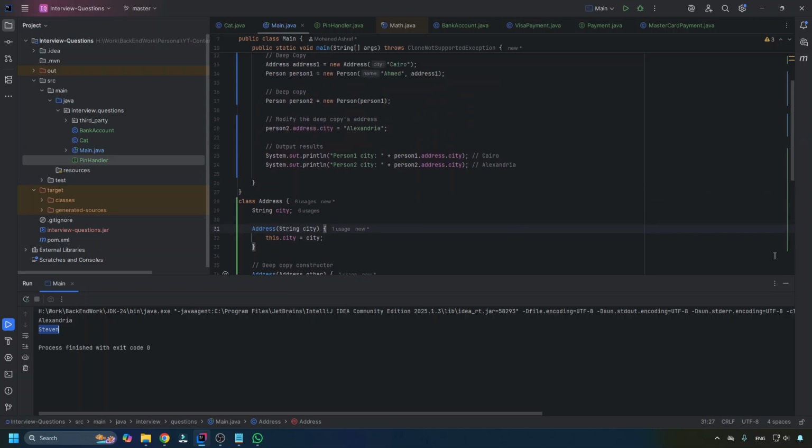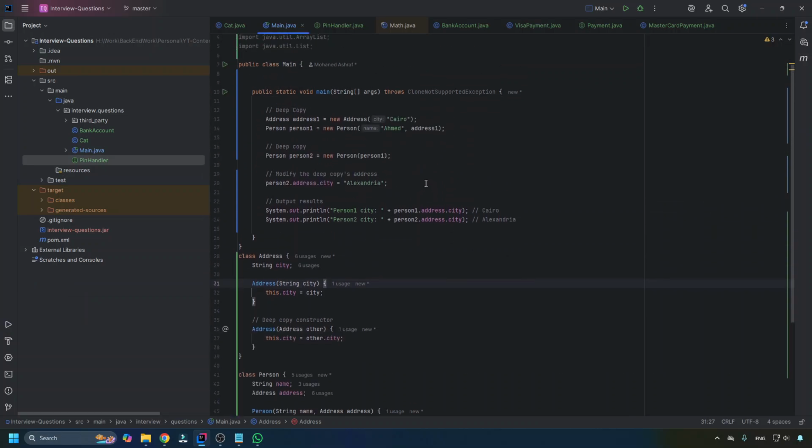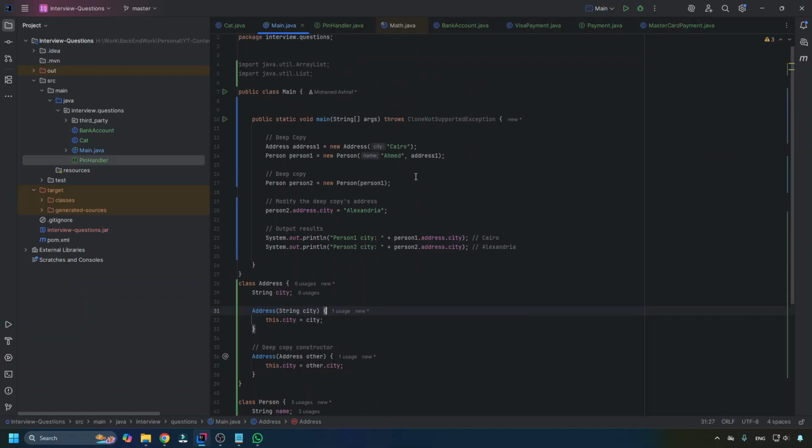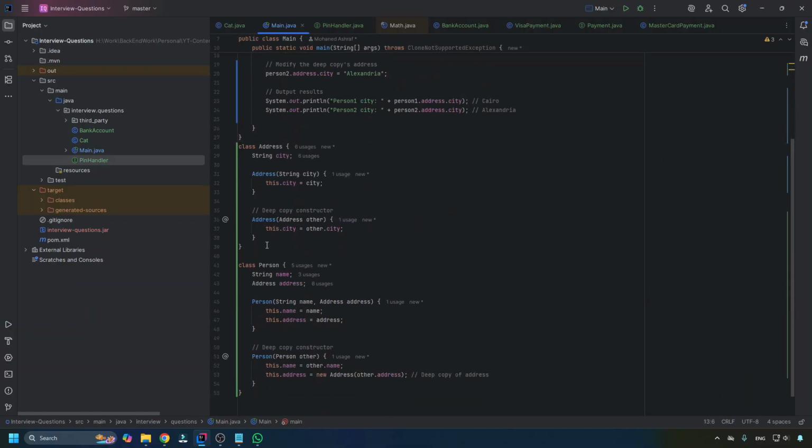We're gonna be talking about deep copying now. We have discussed shallow copying, and now we're gonna be talking about deep copying. So first, I'm gonna be demonstrating.